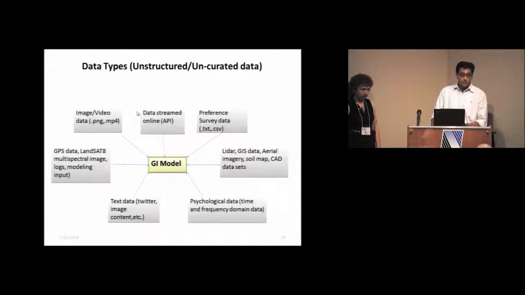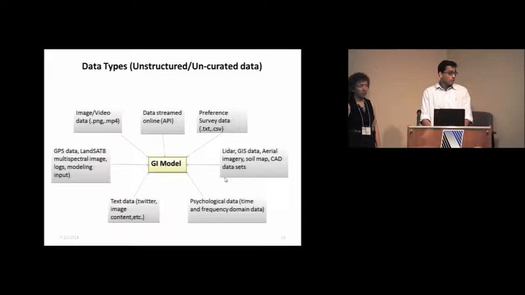We have data streamed online through APIs like the Google Street View API, we have the Twitter API, and we do have text data mined through scraping blogs and comments, what people are saying about green infrastructure, whether they have positive opinions or negative. We have physiological data, which Professor Sullivan's lab is collecting. These are physiological measures like blood pressure, heart rate, and skin temperature, which fall in the category of time and frequency domain data.